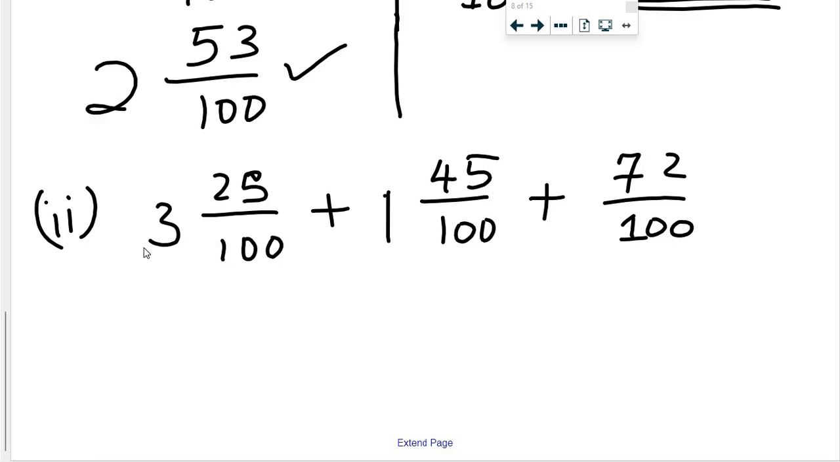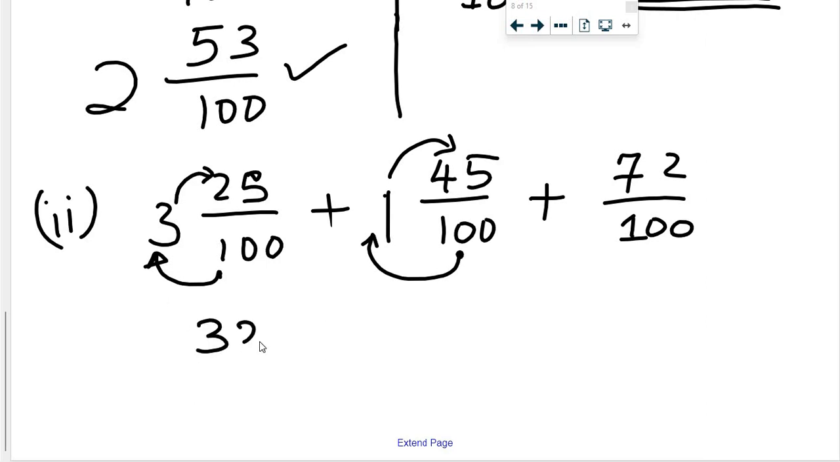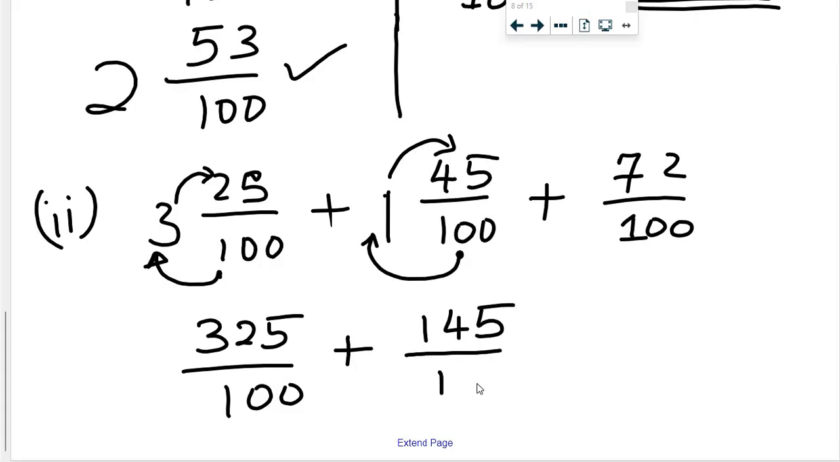Simple. Change this mixed number into improper fraction. You do 100 into 3. The answer you get, add 25. And likewise, you do the same thing. 100 into 1, add 45. So 100 into 3 is 300. Add 25 is 325 upon 100 plus 100 into 1 is 100. Add 45 is 145 upon 100. Then you do plus 72 upon 100.